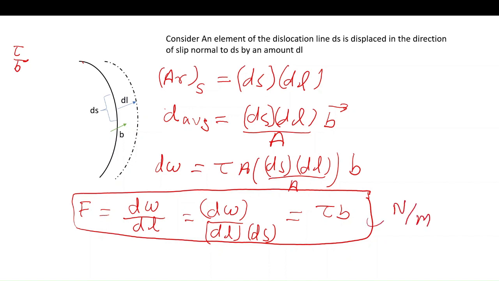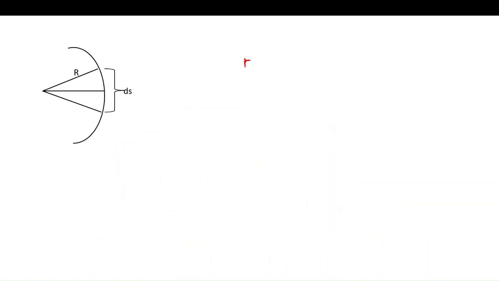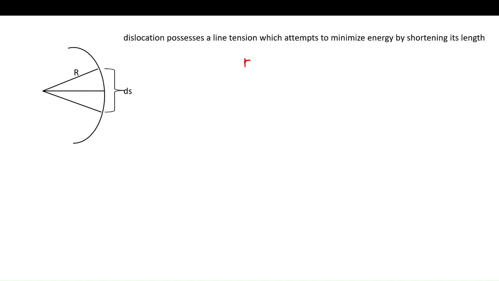So we obtained the force on the dislocation as tau times b, and this is force per unit length. Now let us move to the other part of this video, to find the stress needed to avoid the bending of this dislocation. Once again, consider the following curved line as the dislocation line. A dislocation line possesses a line tension which minimizes its energy by shortening its length, and this line tension is given by capital gamma, the surface tension force. As shown in the figure, consider a small element ds which subtends d theta angle at the center.